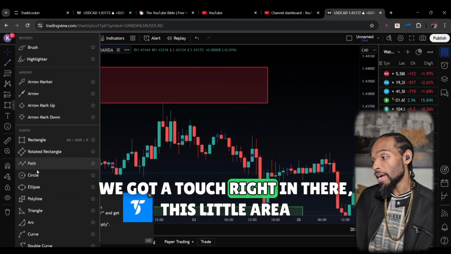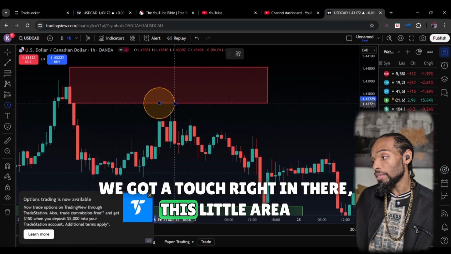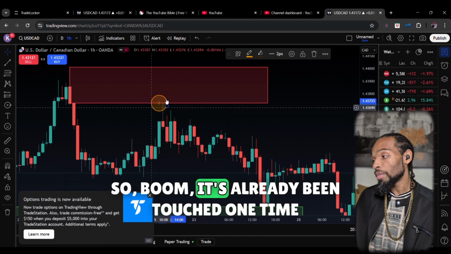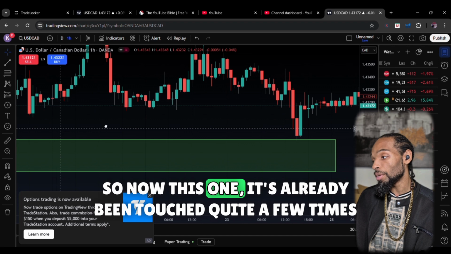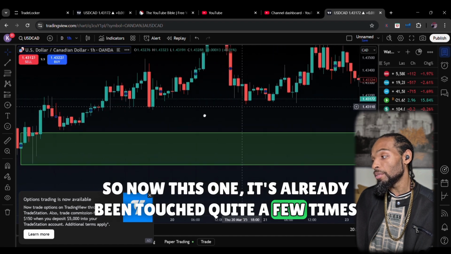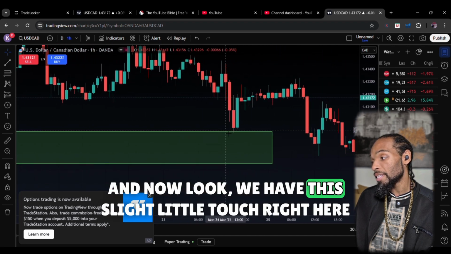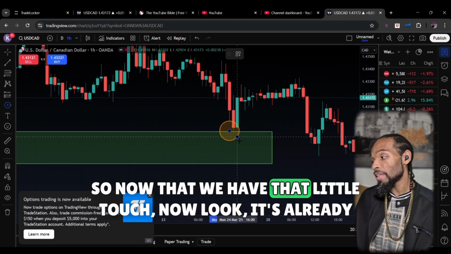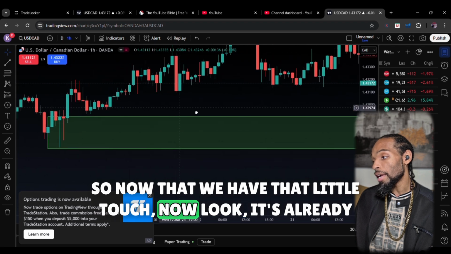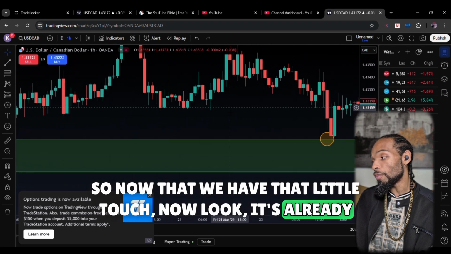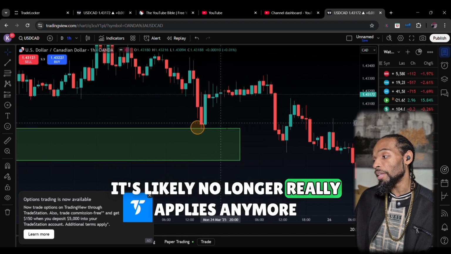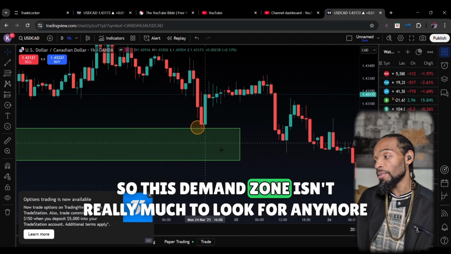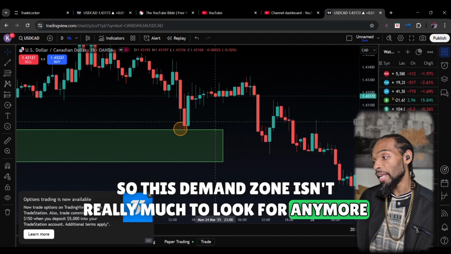We got a touch right in there, this little area. So boom, it's already been touched one time. It's gotten weaker. So now this one, it's already been touched quite a few times, and now look, we have this slight little touch right here. So now that we have that little touch, now look, it's already beat up. It's likely no longer really applies anymore. So this demand zone isn't really much to look for anymore.